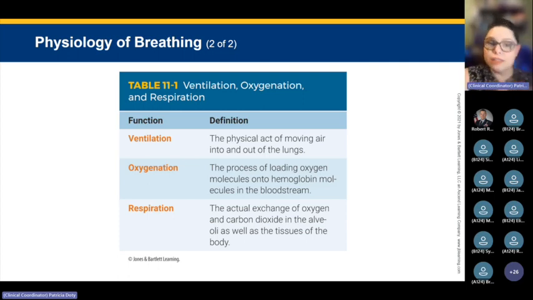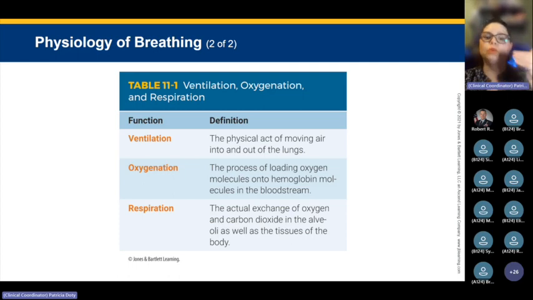That's it. Oxygenation, on the other hand, is the process of loading oxygen molecules onto hemoglobin molecules in the bloodstream. So what does that mean? You can ventilate without oxygenation. I can ventilate all day and have maybe a blockage somewhere, and it's not getting past that area. That's not going to cause oxygenation. So oxygenation is the process of loading oxygen molecules onto the hemoglobin molecules in the bloodstream by, remember we talked about alveoli, get a lot of oxygen. Here's the capillary bed, and it diffuses over. Here we go. This is part of oxygenation.